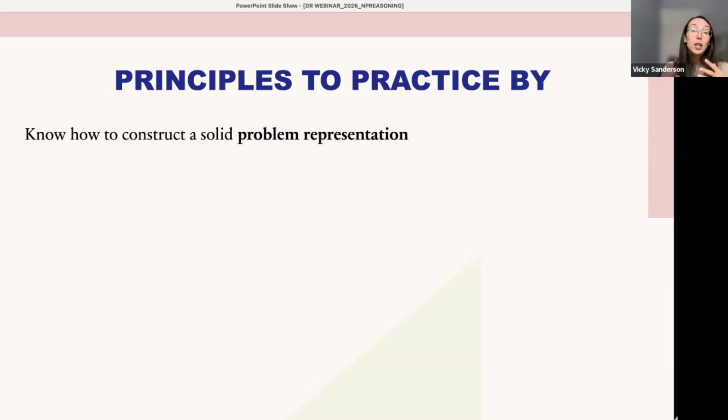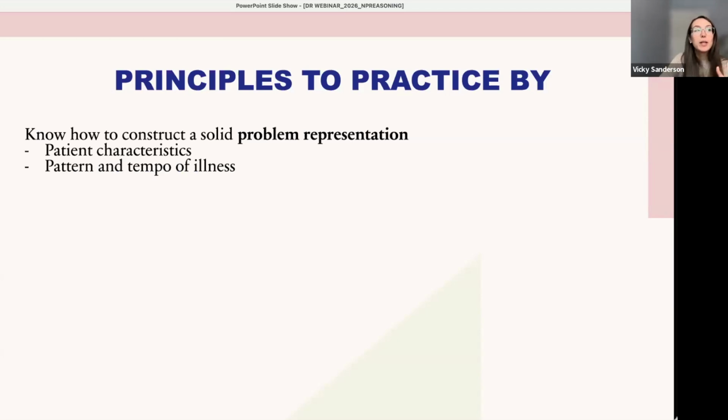So to recap, a problem representation is usually a one-liner, maybe a two-liner review or summary of that patient's presentation, including the key features. So those key features typically include the patient characteristics, right? Their age, their sex, sometimes their ethnicity, the pattern and tempo of illness, so whether that illness is acute or chronic, progressive or improving. And then lastly, the key signs and symptoms of that presentation. So again, going back to that chest pain example, a problem representation that I might use to represent this case is an older adult male with acute onset chest pain worsened by exertion. He's short of breath.